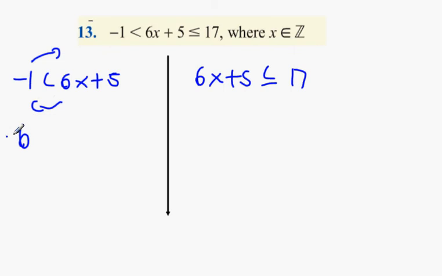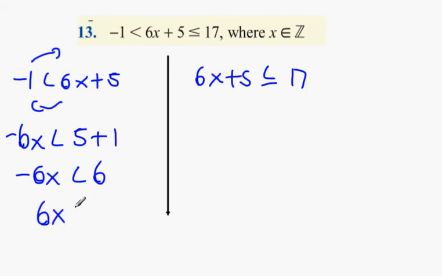And you're going to get minus 6x is less than 5 plus 1. Minus 6x is less than 6. Multiply both sides by -1. And I get 6x is greater than -6. X is greater than -1.